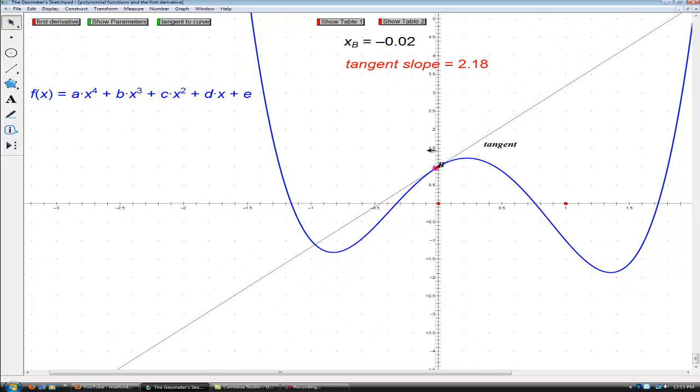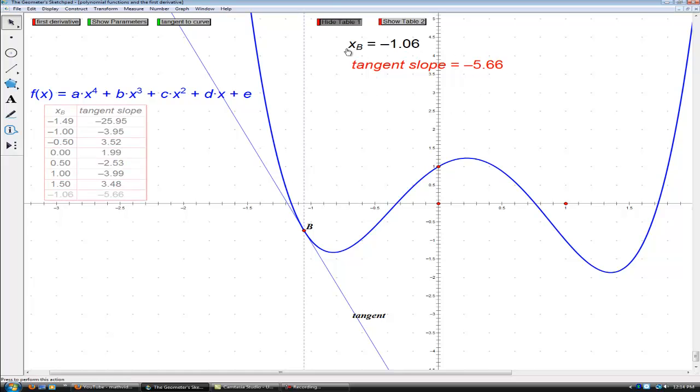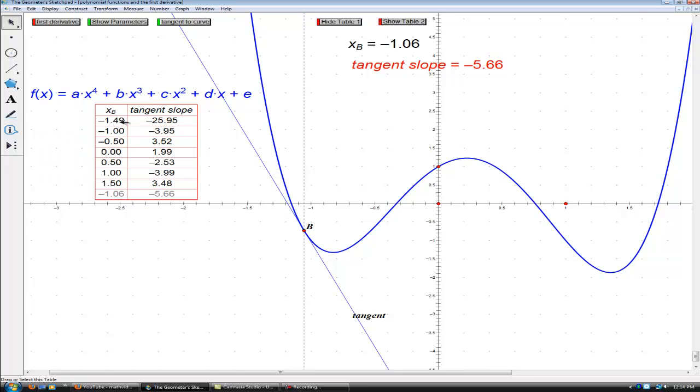Now, what I'm interested in doing is plotting out, given the x value of the point of tangency, the slope of the tangent. So this will be my domain, and this will be my range, or this will be my x, and this will be my y. What I've done here ahead of time is use a little interval of x values increasing by a half. If you just give me a second here, I'm going to plot out these values.